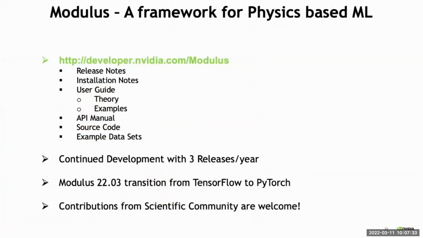Modulus is a framework for physics-based ML that can be downloaded from developer.nvidia.com/modulus. It has all the documentation, the source code, and examples with it. We plan to continue to release 3 times a year. The next release is end of this month, Modulus 22.03.